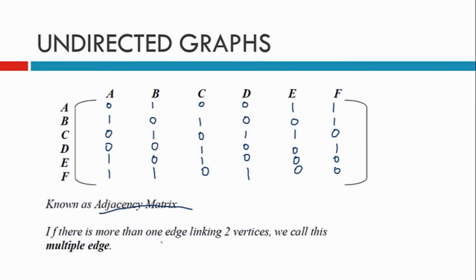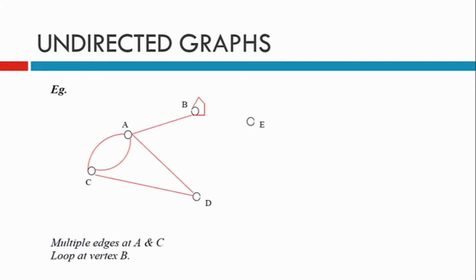Now, if there's more than 1 edge linking 2 vertices, then we call it a multiple edge. Okay, so let's have a look at one. There's one there. We've got a multiple edge at A and C. You can see that there are 2 edges that connect A and C. We also have a loop at B. Now excuse the loop, I couldn't get the right angle on it, but it's supposed to be circular.